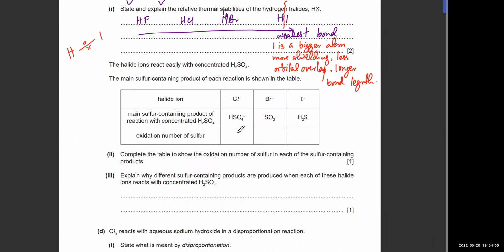Oxidation states: he's saying the main sulfur containing product of each of the reactions in the table, oxidation number of sulfur. तो बैठ के निकालो, what is HSO4 -1? So H is +1, sulfur you don't know, oxygen is -2 times 4, and everything, if you're doing HSO4 -1, everything should add up to be equal to -1. Or if you solve it, X would come out to be +6.